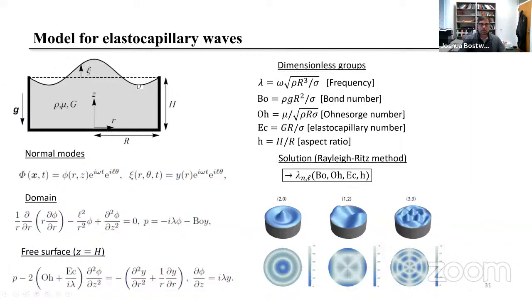And we can solve this equation to generate the characteristic frequencies as they depend upon things like the Bond number, the Ohnesorge number, the elastocapillary number, and the aspect ratio of the system. I'm not going to talk too much about this, other than we're going to use this to compare it to our experimental results.